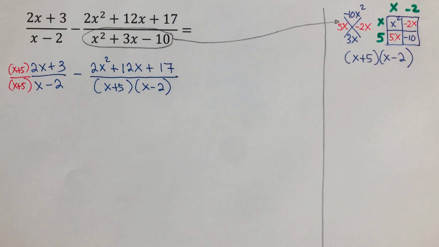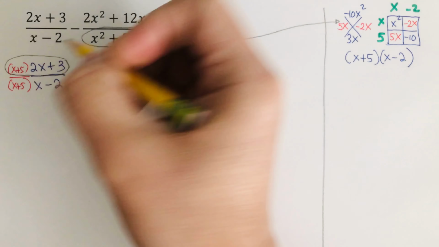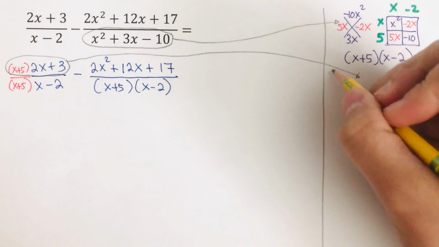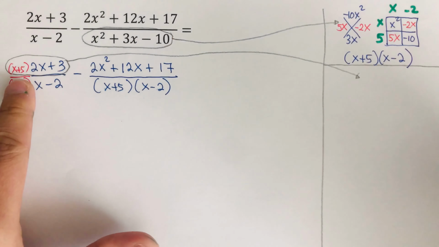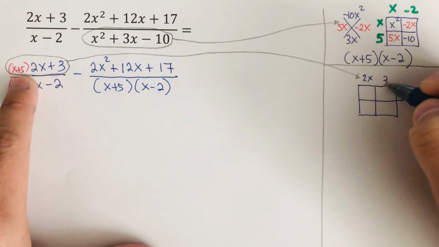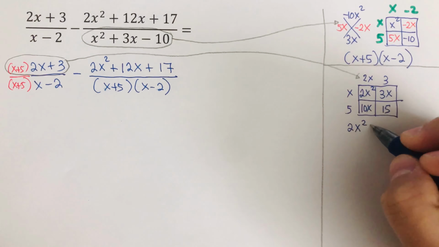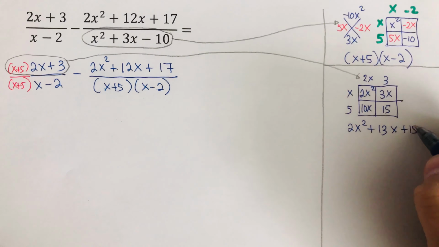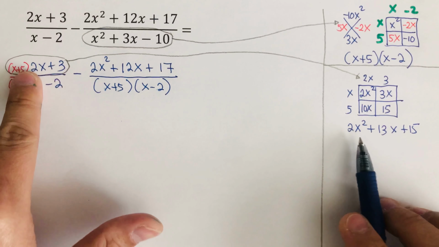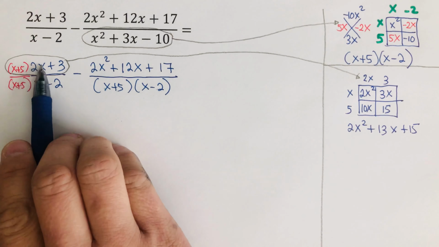So then we can go ahead and multiply this part right here using the area model, which I will show that work on the side right here. Okay, so this expression that we have on top here is actually 2x squared plus 13x plus 15. So I will replace this here.